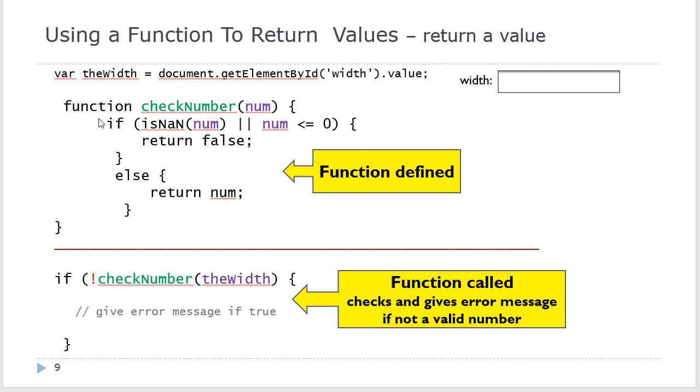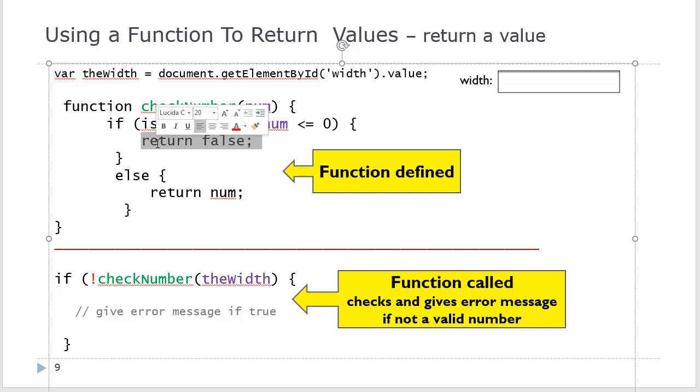Now we will redefine our function by adding an else clause. We are actually going to place a return false inside our if. So if there's a problem with this number, the if will return true, and therefore return false will be called, and that will stop the execution of the code. So if there's a problem, we can stop the execution of the code. We can also give the user an error message.